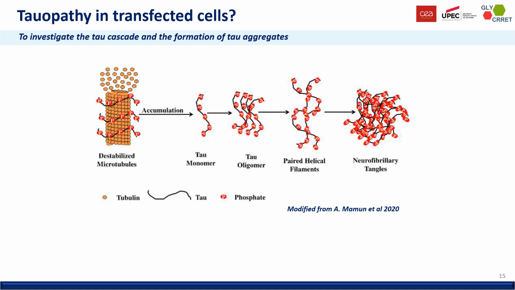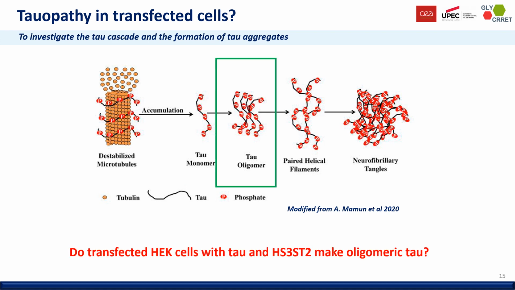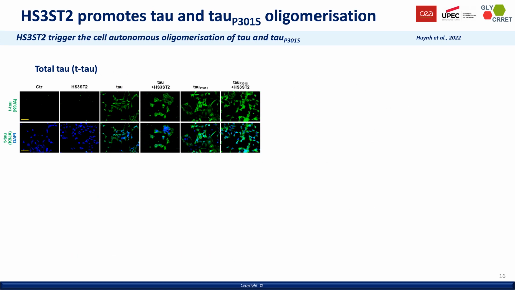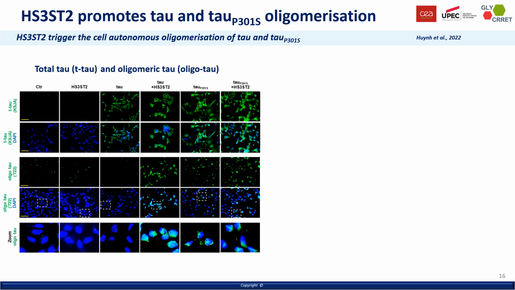For our publication in Scientific Reports, we were looking at whether these cells transfected with tau and heparan sulfate 3-O-sulfotransferase 2 could make oligomers, and we could detect that with a particular antibody. Here you have an immunohistochemistry result again, where we used an antibody that could recognize total tau, and you see all the cell lines that expressed tau or mutated tau were expressing this total tau. And then when we were using an antibody, T22, that could detect oligomeric tau, we saw only in the cell lines that were expressing the tau and the enzyme heparan sulfate 3-O-sulfotransferase 2, or mutated tau alone, or mutated tau with enzyme, that there was oligomerization.